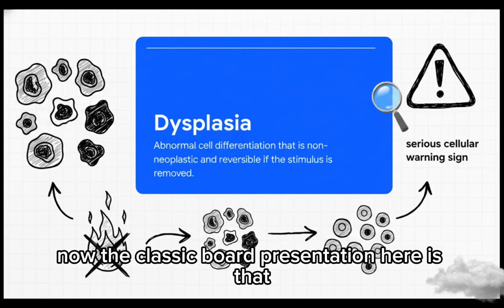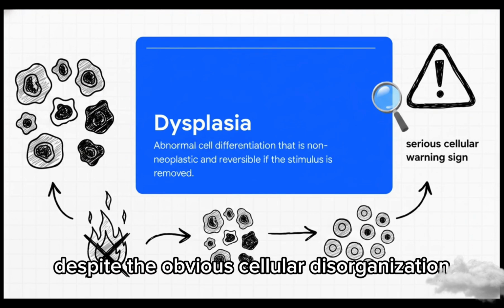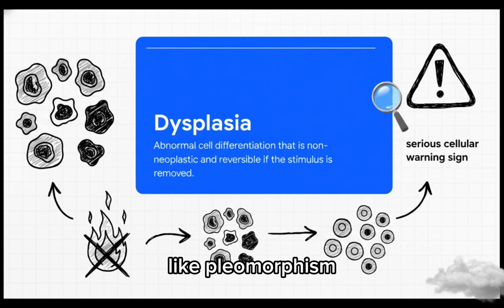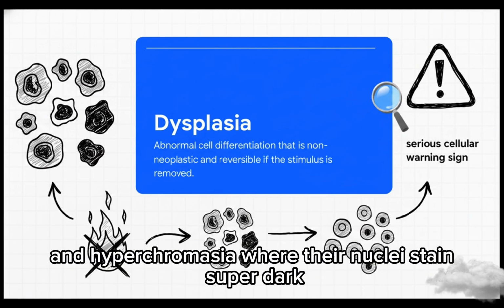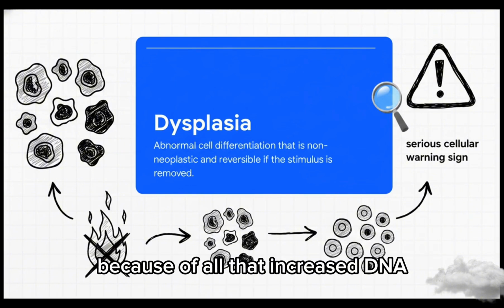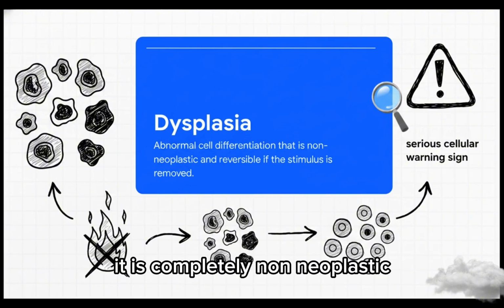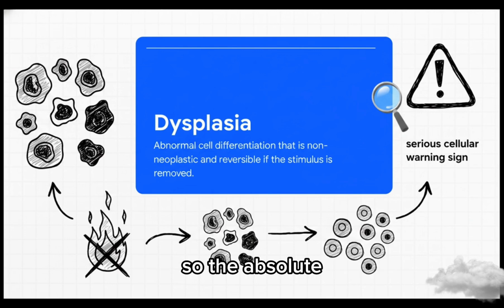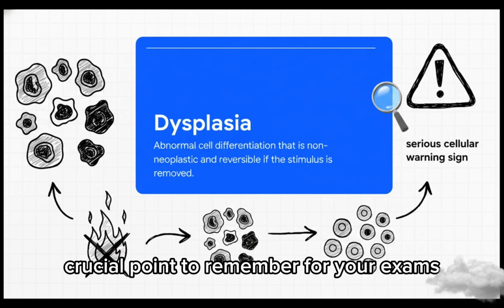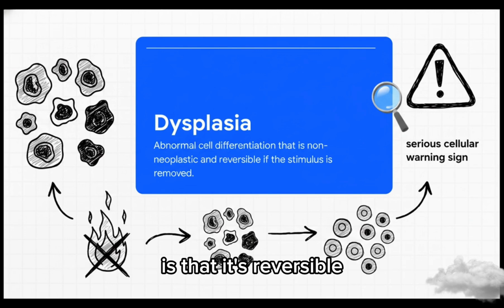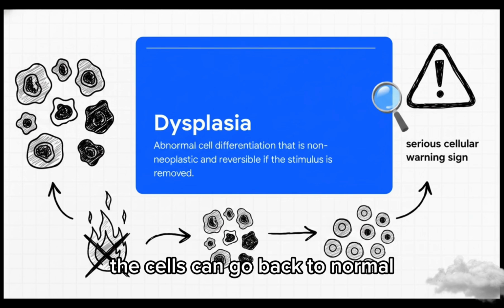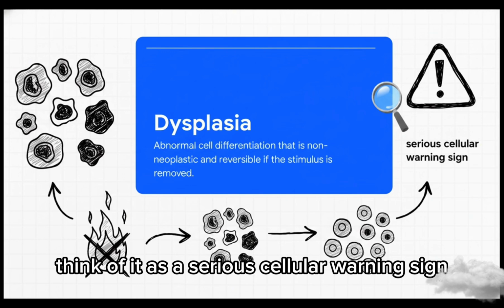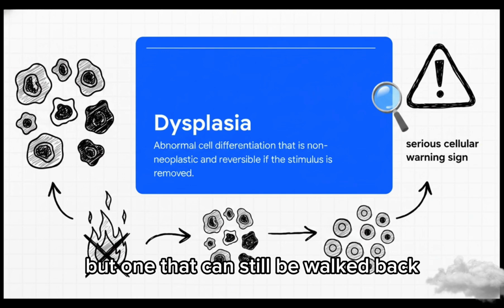Now, the classic board presentation here is that despite the obvious cellular disorganization, like pleomorphism, where cells wildly vary in size and shape, and hyperchromasia, where their nuclei stain super dark because of all that increased DNA, it is completely non-neoplastic. So the absolute crucial point to remember for your exams is that it's reversible. If the chronic irritation or inciting stimulus stops, the cells can go back to normal. Think of it as a serious cellular warning sign, but one that can still be walked back.